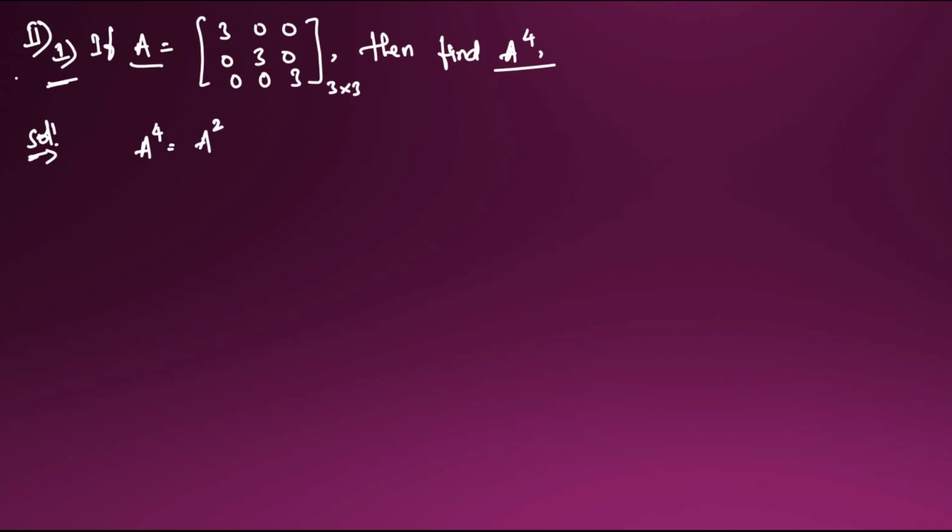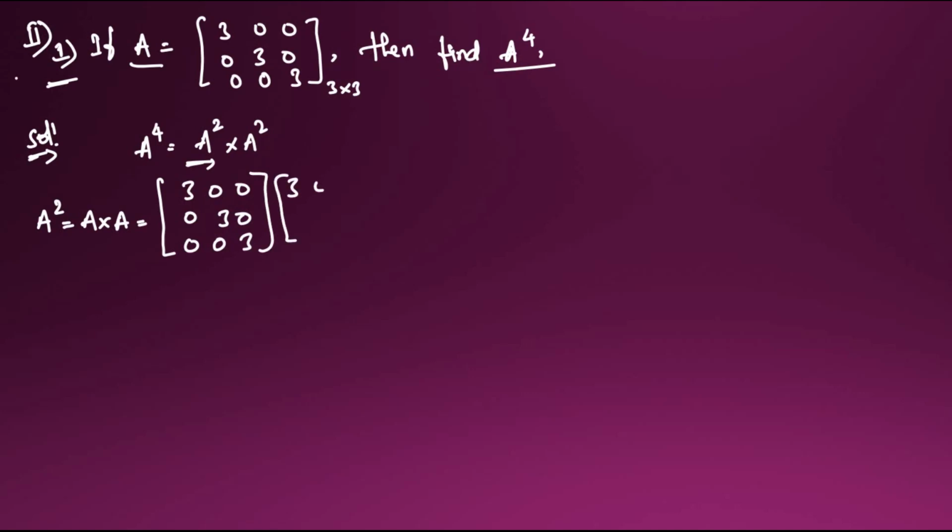So first we have to find A square, and then A square into A square. So A square I will try to find out. A square is equal to A into A, which is [3 0 0; 0 3 0; 0 0 3] into the same matrix [3 0 0; 0 3 0; 0 0 3]. Now if we multiply this with this, 3 into 3 is 9.